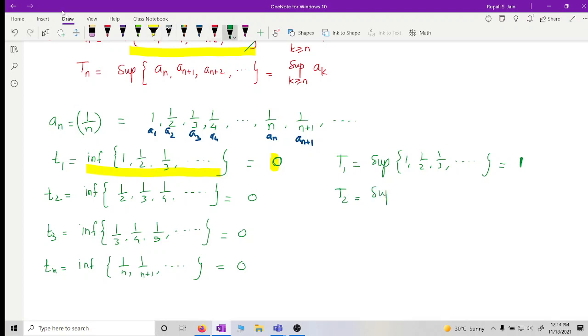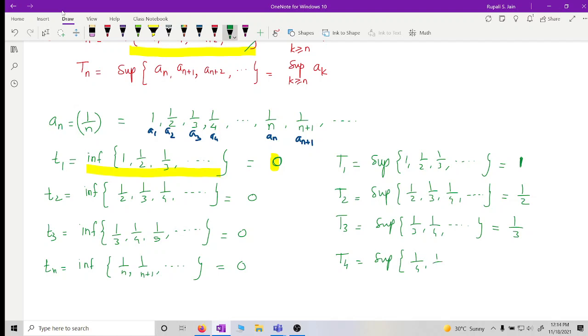Supremum of 1 by 2, 1 by 3, 1 by 4 and so on. What is supremum here? Here it is changing, so no need to. 1 by 2, right? What is T3? Supremum of 1 by 3, 1 by 4 and so on. So supremum is 1 by 3. And T4, similarly I can write T4 as 1 by 4, 1 by 5 and so on. So supremum is 1 by 4.